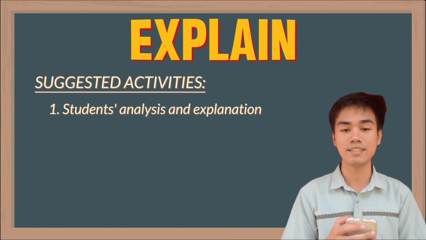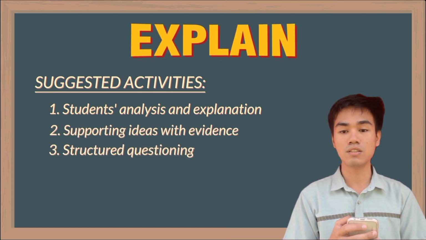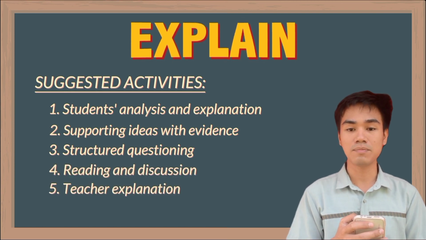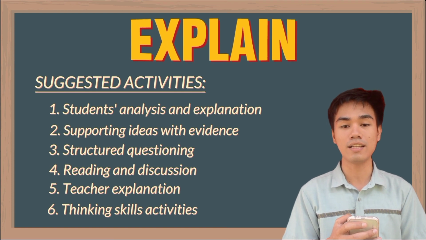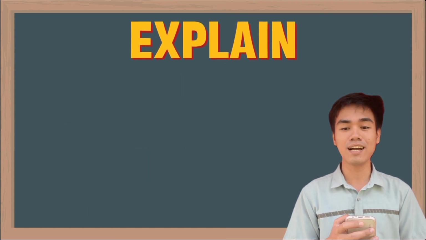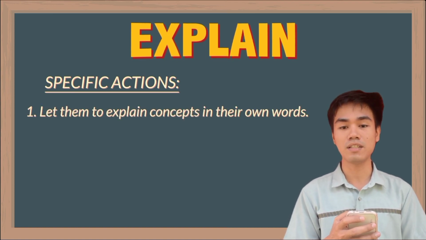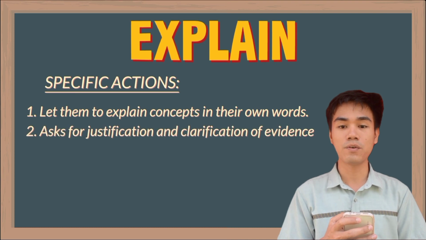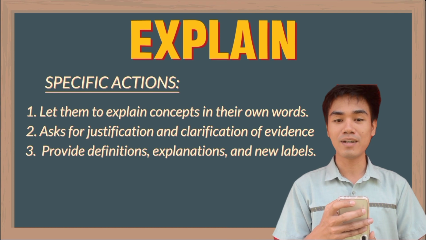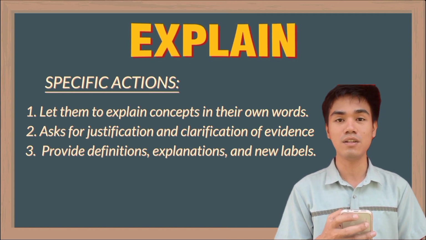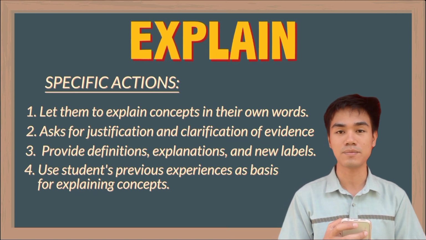First is students' analysis and explanation. Second, supporting ideas with evidence. Third is structured questioning, reading and discussion, teacher explanation, and lastly, thinking skills activities like compare, classify, and error analysis. In addition to this, the specific actions that we should aim to do are the following: encourage the students to explain concepts and definitions in their own words, ask for justification and clarification of evidence from students, formally provide definitions, explanations, and new labels, and use students' previous experiences as a basis for explaining concepts.